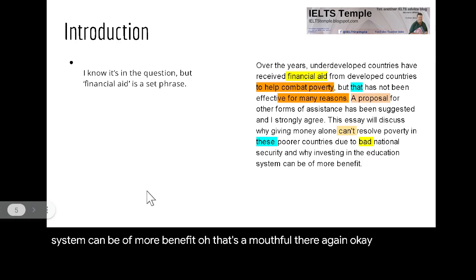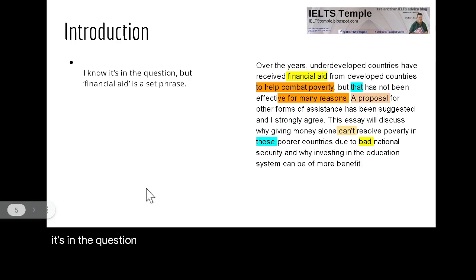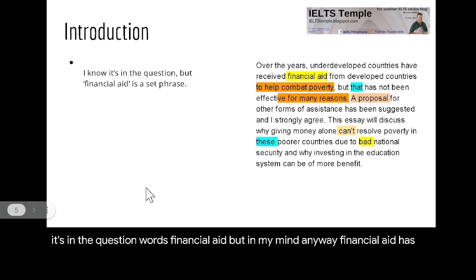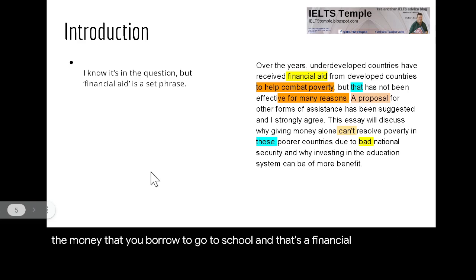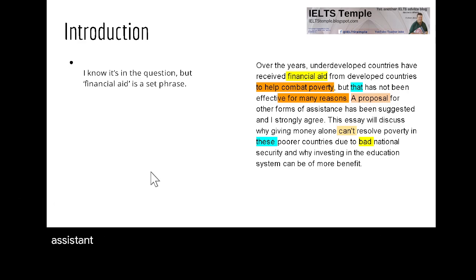Okay, now I know it's in the question, the words financial aid, but in my mind anyway, financial aid is a set phrase that has a particular definition, and it has to do with school. It has to do with money that you borrow to go to school. That's what financial aid is. Monetary assistance, aid, just aid. Financial aid. Where did you get this question? I should look that up.